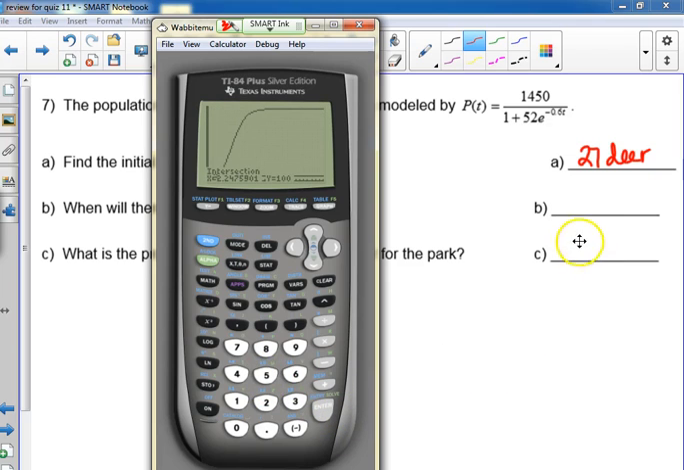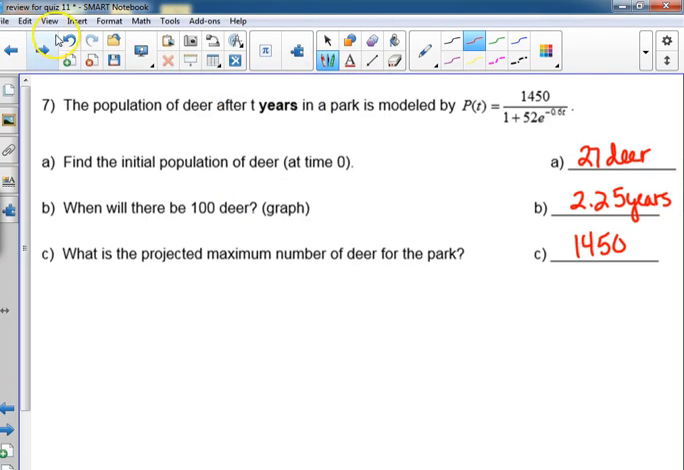Anybody get 2.25 years? All right. And then what's the next part? Oh, the max should just be 1450. Now, if I traced out to 30 on my graph, because that's how far my graph went, I get 1449.999. Is that what I should write down? No, we know what the maximum is, right?